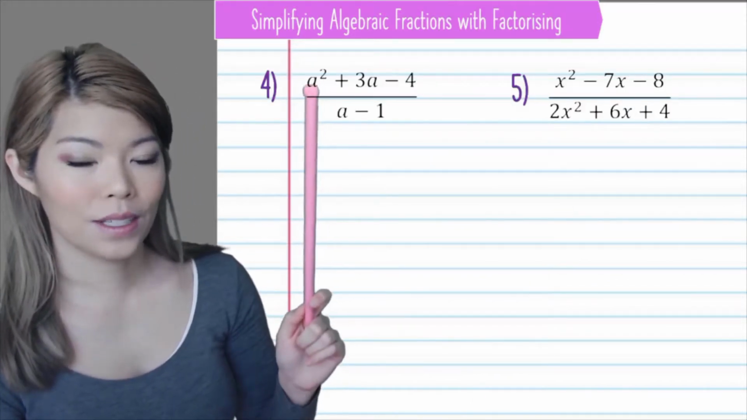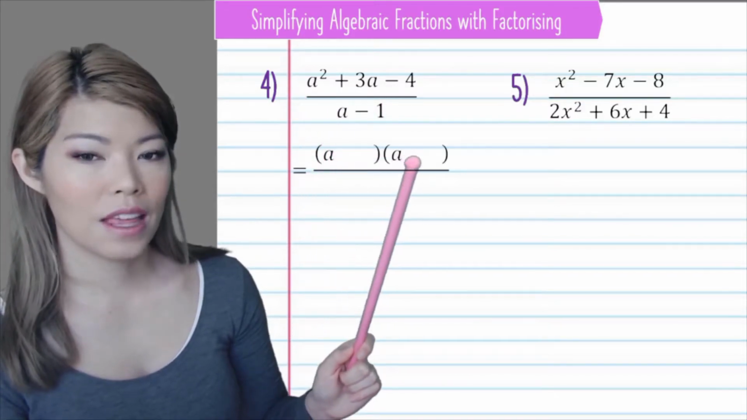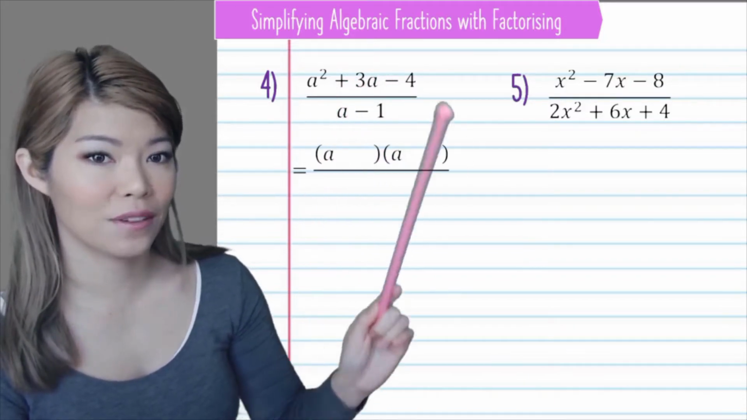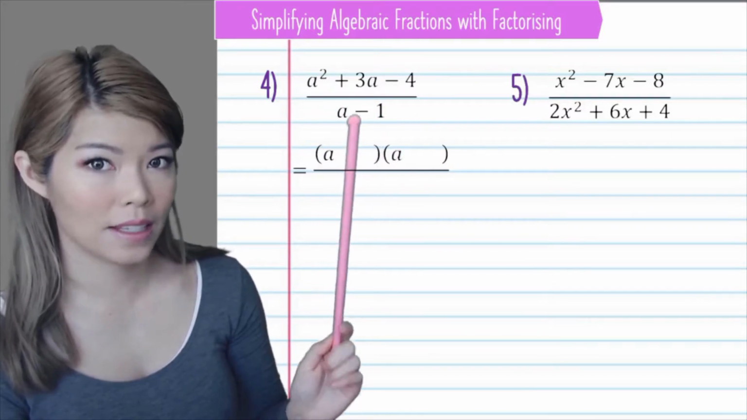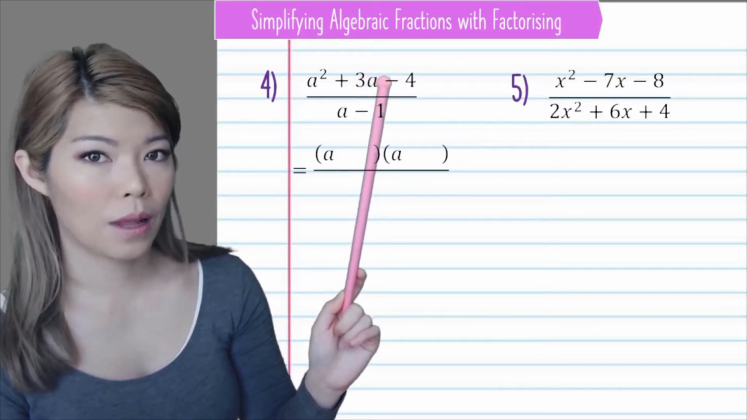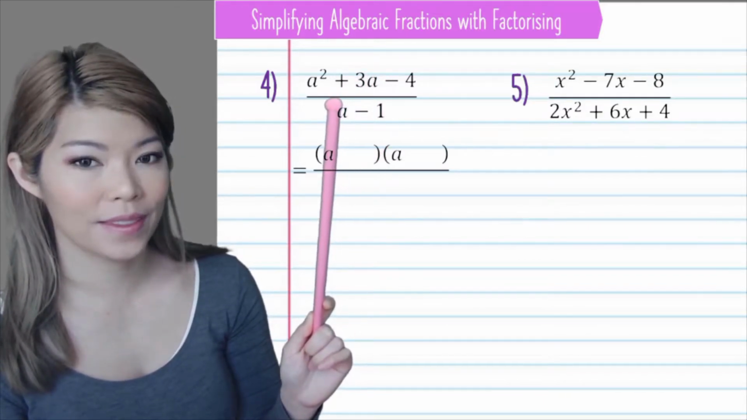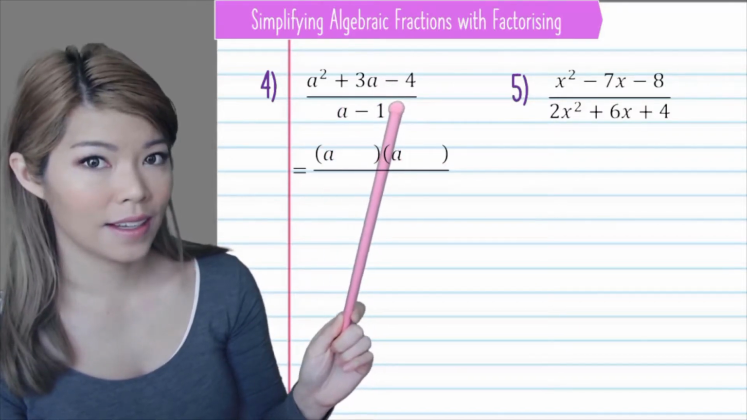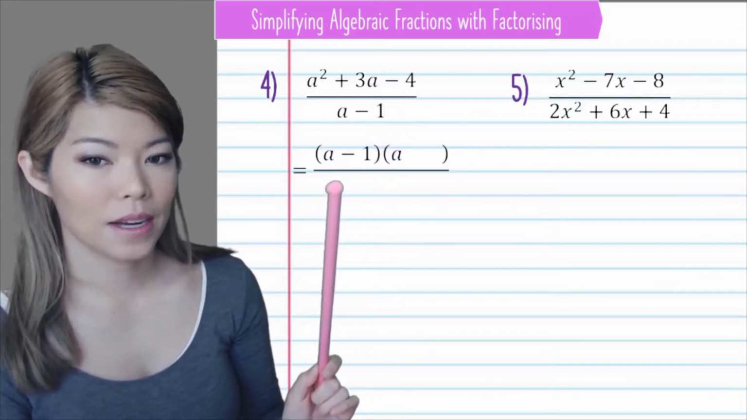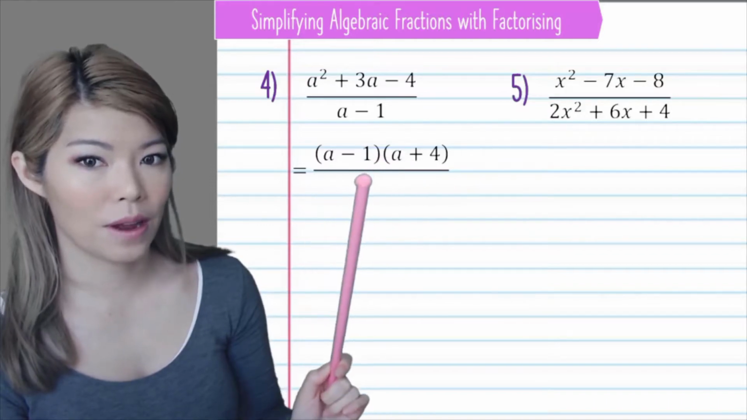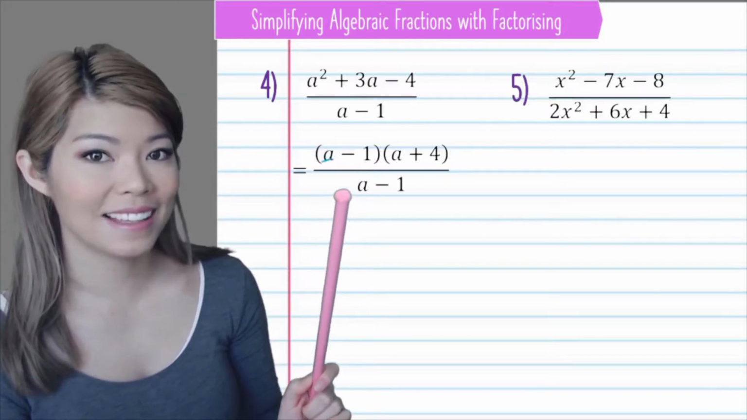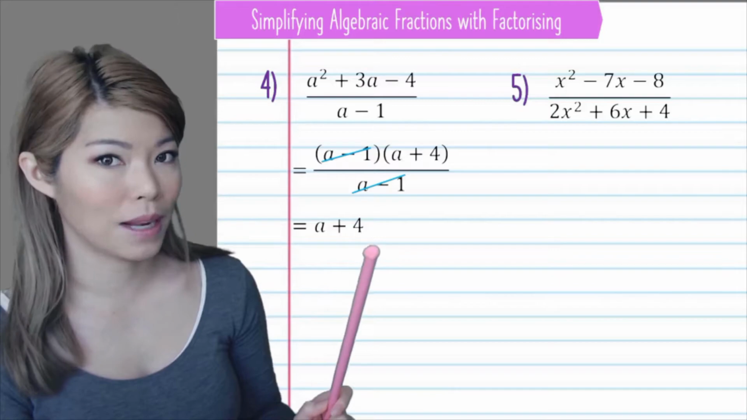Question 4. To factorize the top row, we have to think of numbers that multiply to give -4 and add to 3. If you've forgotten how to factorize, remember, watch the previous video and practice. Otherwise, this is going to be very tricky to do. So two numbers that multiply to be -4 and add to be 3. So 4 times -1. So -1 and 4. Doesn't matter if you put them the other way around. Over, we can't do anything to the denominator, leave it there. And we can see the common factor is a minus 1. So we're left with a plus 4.